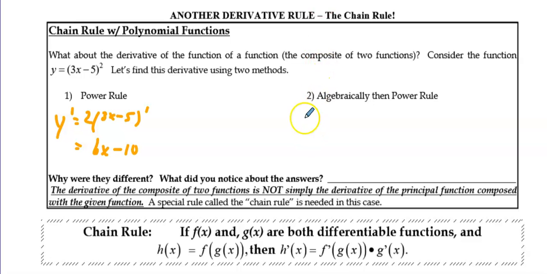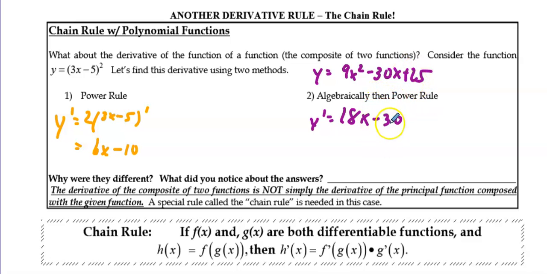Well, let's look at it in this way. Let's algebraically simplify this first by FOILing, and we get 9x squared, then we multiply and double, and then we square the last. Now let's use the power rule again on this expression and compare the two results. So y prime, we get 9 times 2, which is 18x. The derivative of negative 30x is just negative 30, and the derivative of 25 is just 0. So this is the correct answer for this problem.